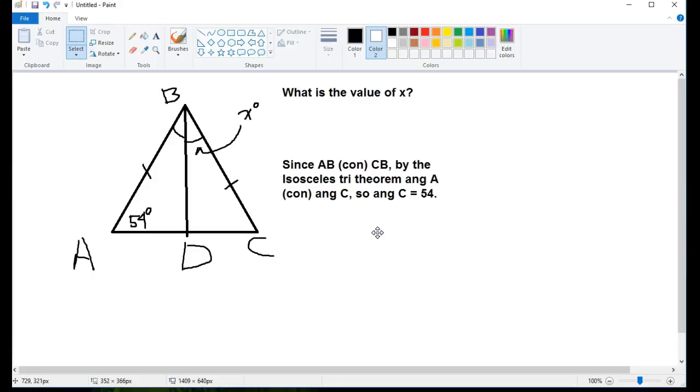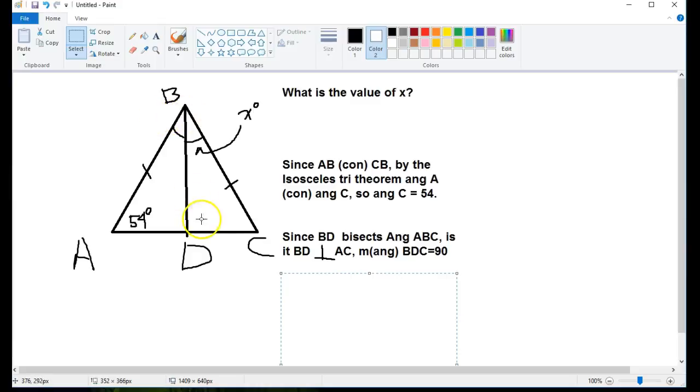Then we are told that this line comes down and breaks this into two congruent parts. Based on the theorem from just before, if a line comes down from the vertex angle, it'll come down as a perpendicular bisector. So this line here will be a perpendicular bisector. That means this angle will be 90 degrees and this angle will be 90 degrees. So since BD bisects angle ABC at the top, BD is perpendicular to AC, which makes the measure of angle BDC 90 degrees.